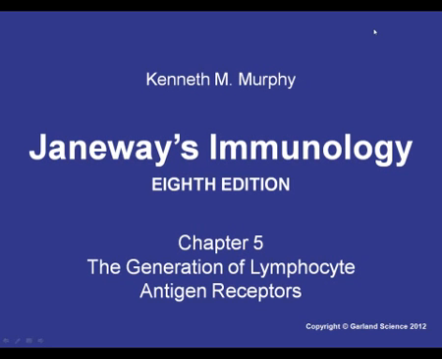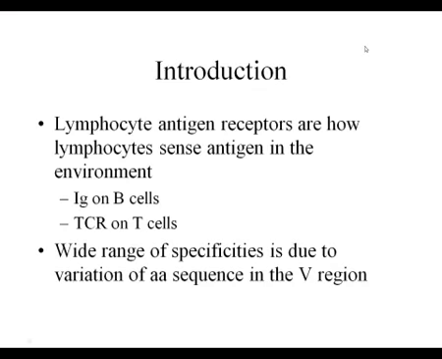Okay, so today is Chapter 5 of Janeway, the generation of lymphocyte antigen receptors. The lymphocyte antigen receptors are how the lymphocyte senses antigen in the environment. On B cells, this is actually just IgM or immunoglobulin, which is also the B cell receptor, and T cells have a specialized T cell receptor. But each receptor has a lot of differences that make a wide range of specificities, and this is primarily due to variation in the amino acid sequence of the V region.